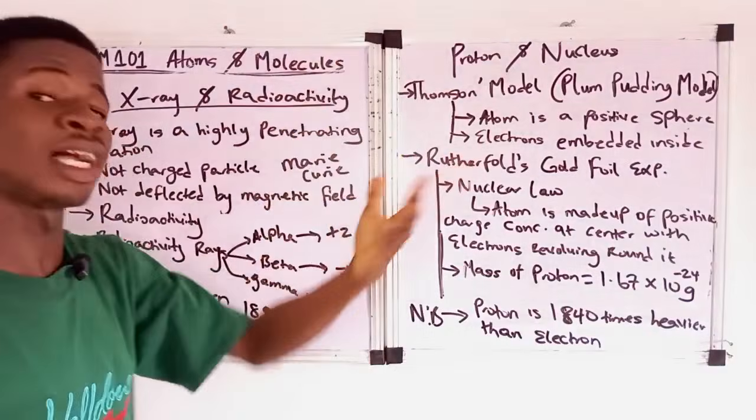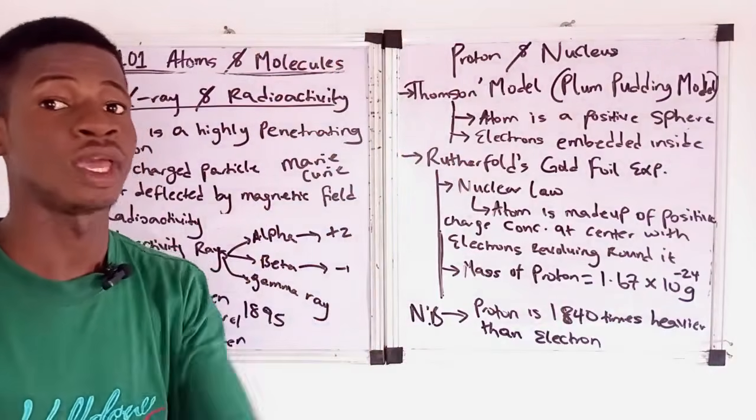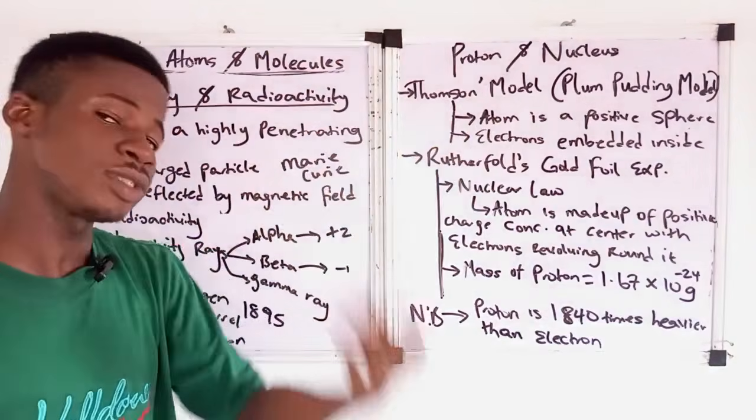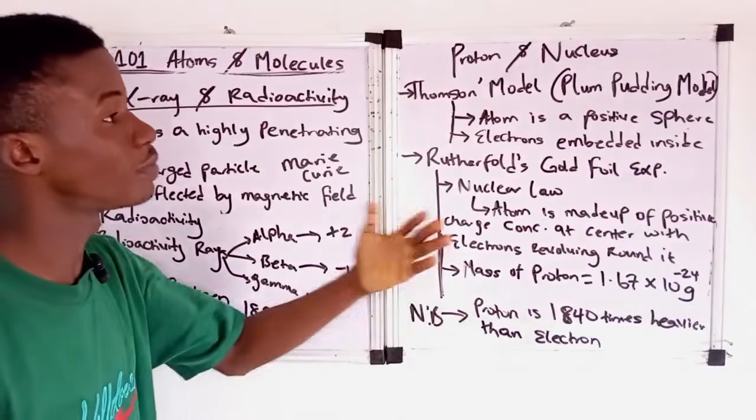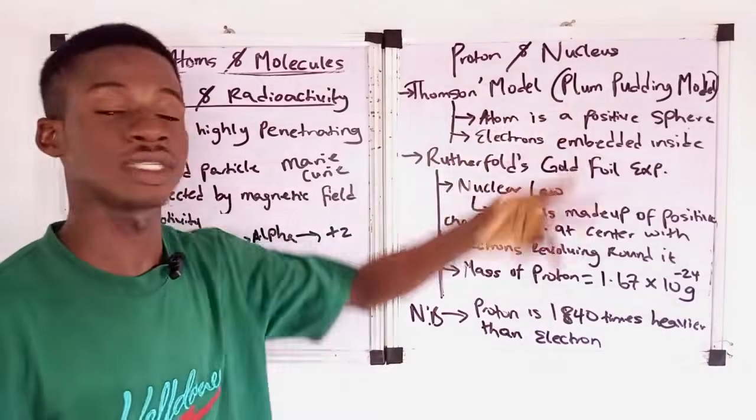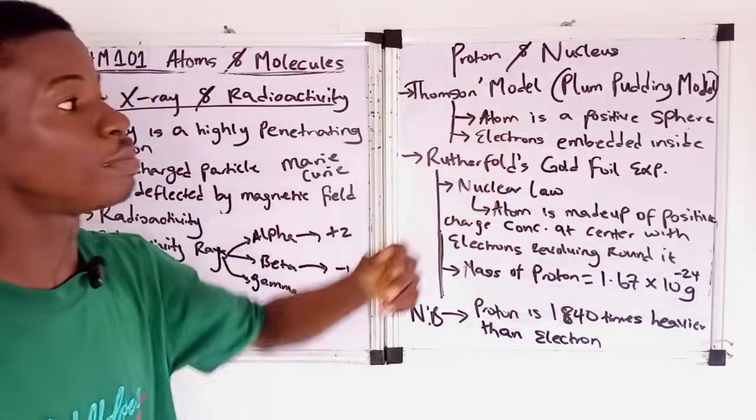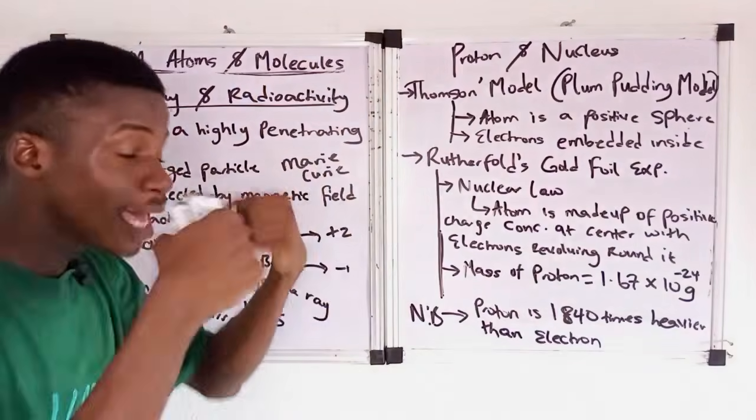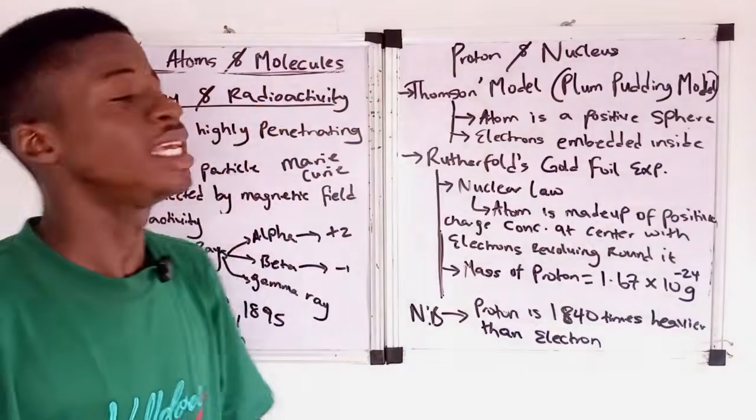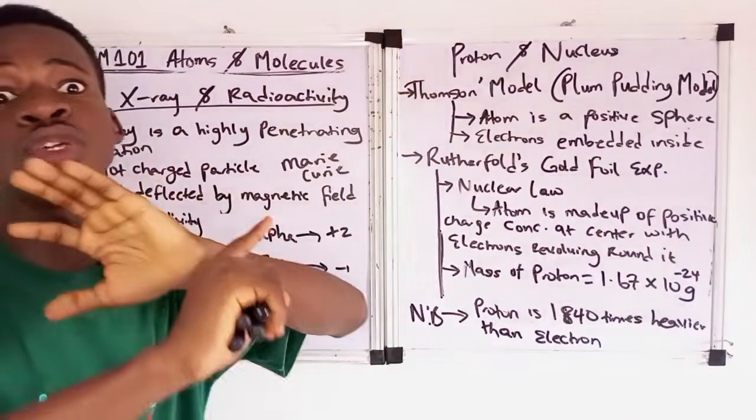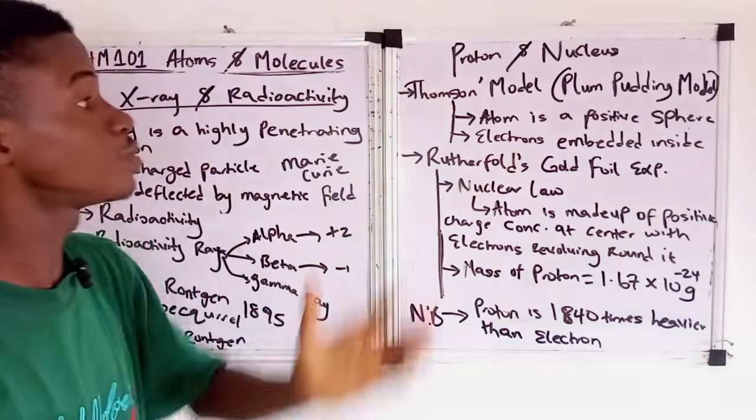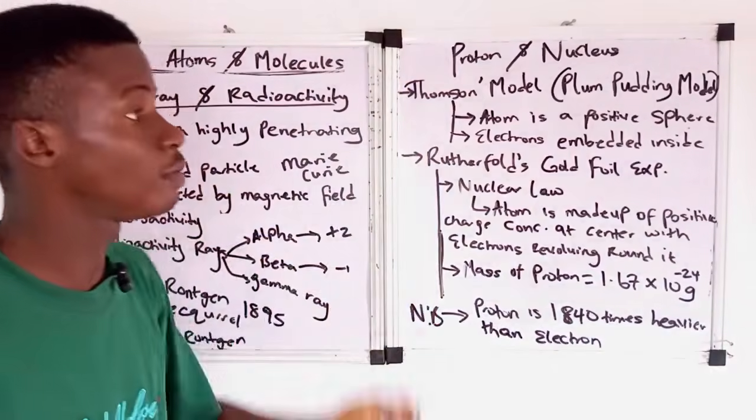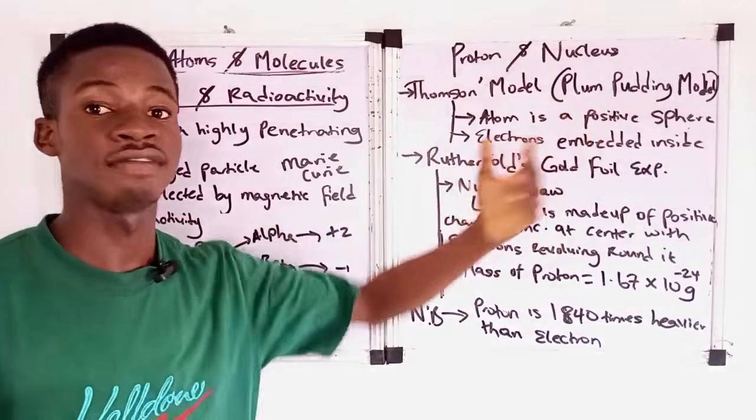Now remember, J.J. Thomson was the one that discovered the electron, which he first called cathode ray, right? J.J. Thomson also gave his own model of the atom, and this model is known as the Plum Pudding model. This model said that an atom is a positive sphere with electrons embedded inside. But this model was proven to be what? To be false, wrong. Because an atom is not a positive sphere.